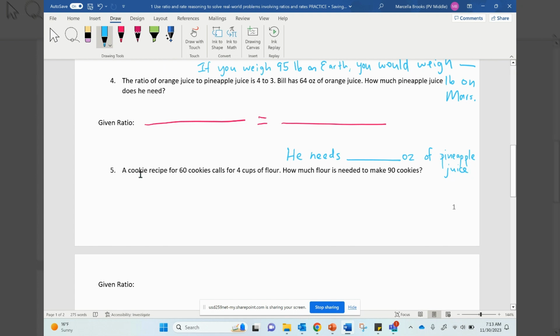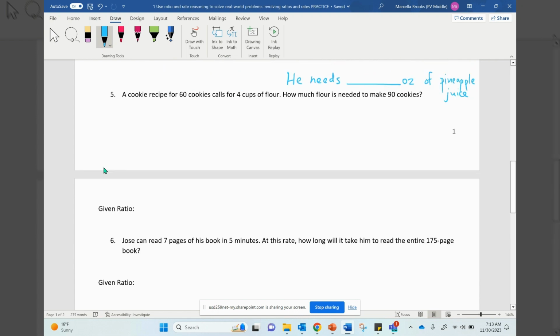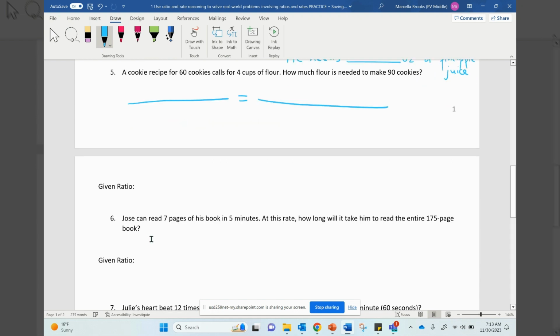A cookie recipe for 60 cookies calls for 4 cups of flour. How much flour is needed to make 90 cookies? So this one got spaced out weird. So your given ratio is going to go here, and you finish it.